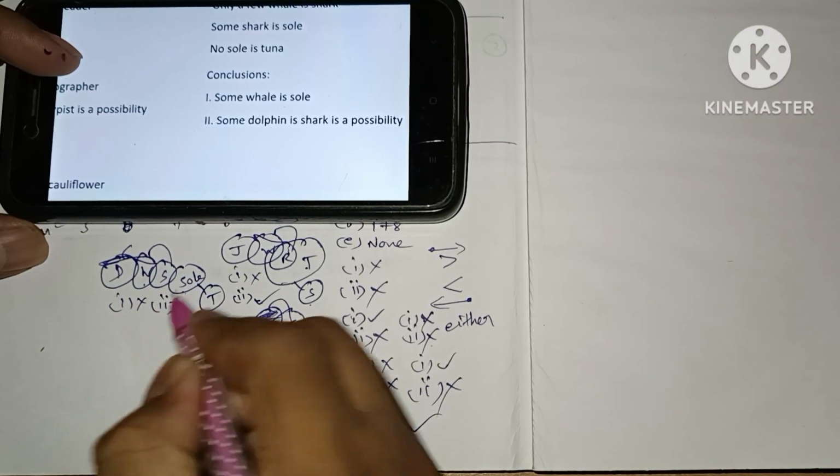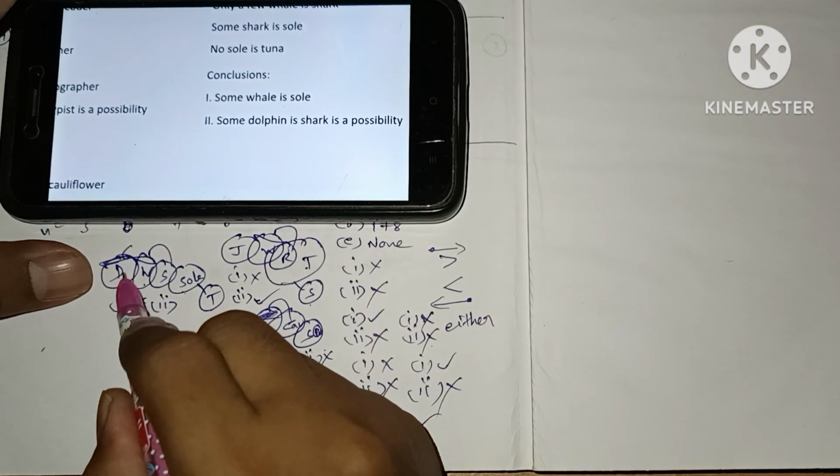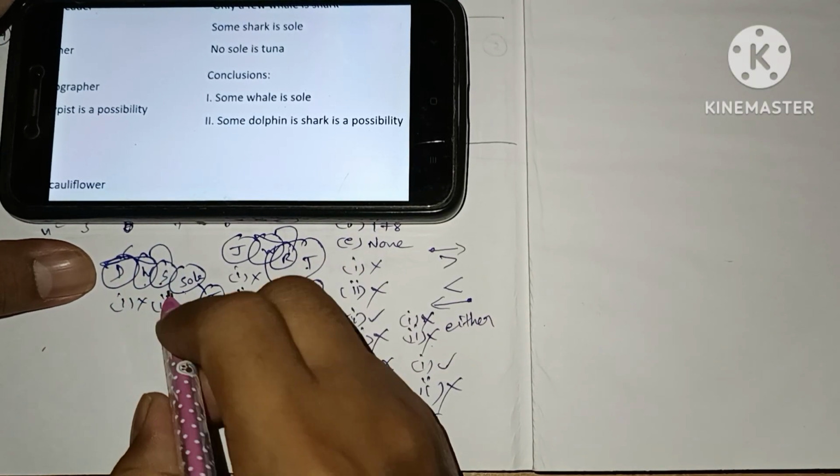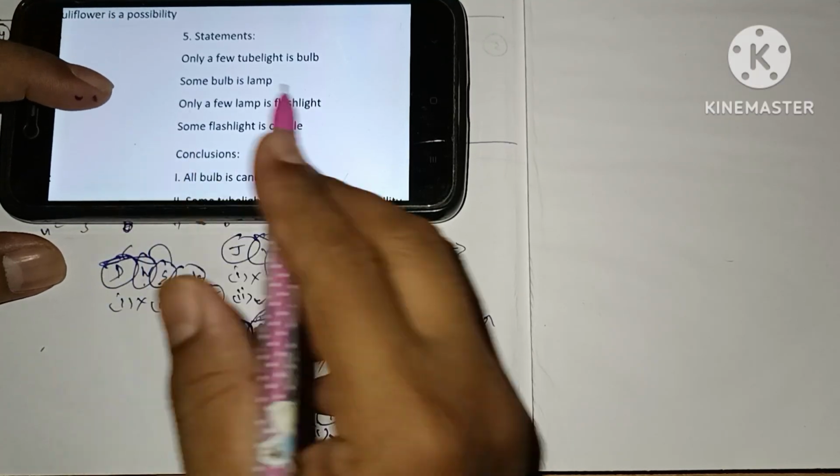Second conclusion, some dolphin is a shark is a possibility. Some part of a dolphin can share with shark is a possibility. Yes, it is true. Next, fifth one, only a few tube light is bulb.